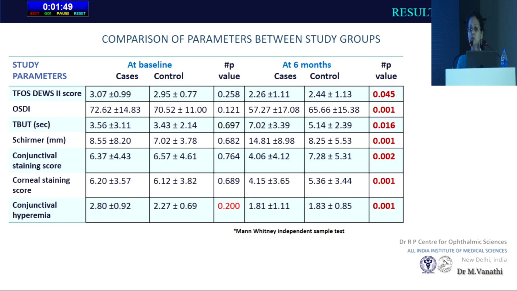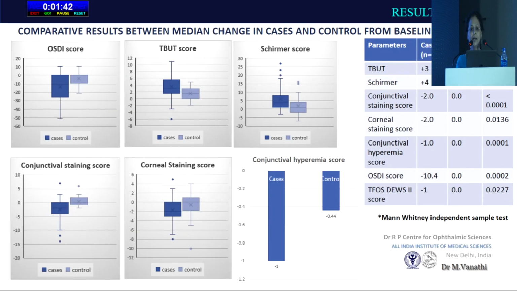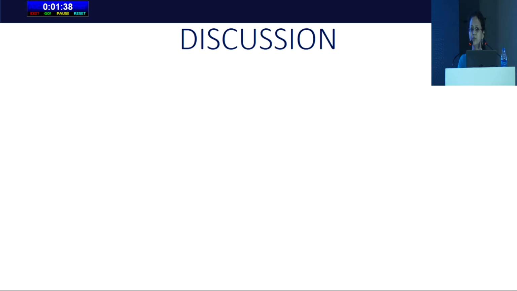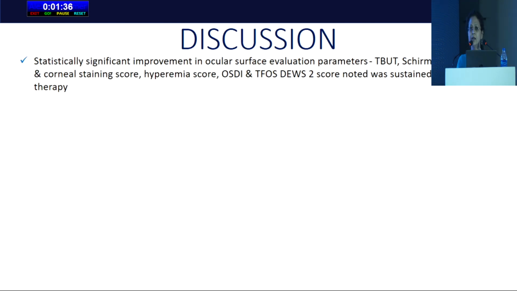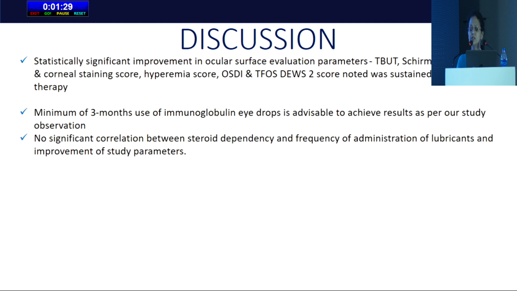This table also shows the statistical significance both at 3 and 6 months vis-a-vis the comparison to our control group. Evaluating the median change also showed a good improvement in these cases here. So to discuss our study, there is a good improvement in ocular surface evaluation parameters with adjunct ocular surface immunoglobulin therapy. But what we did find is that a minimum of 3 months of therapy is required to see an improvement in all the study parameters here.